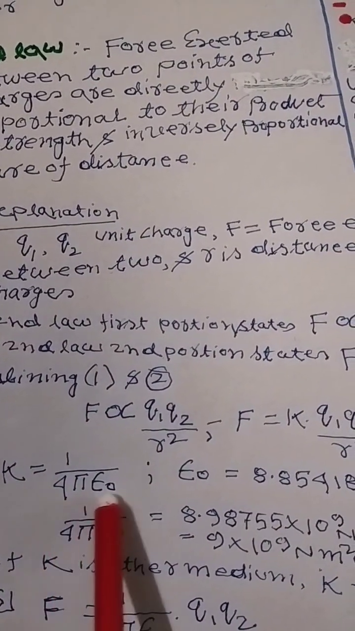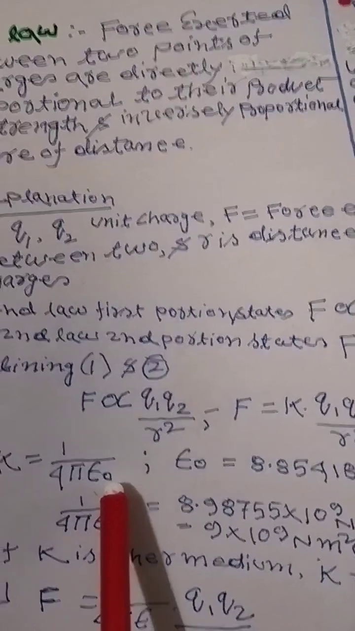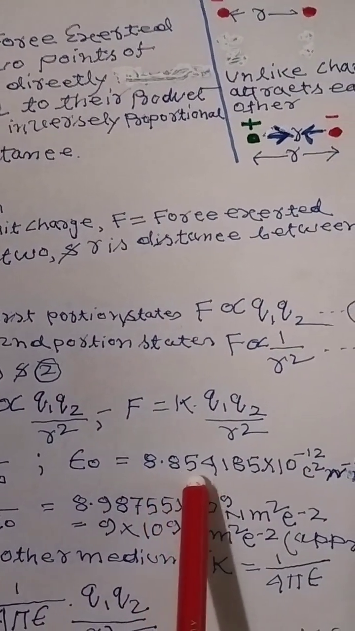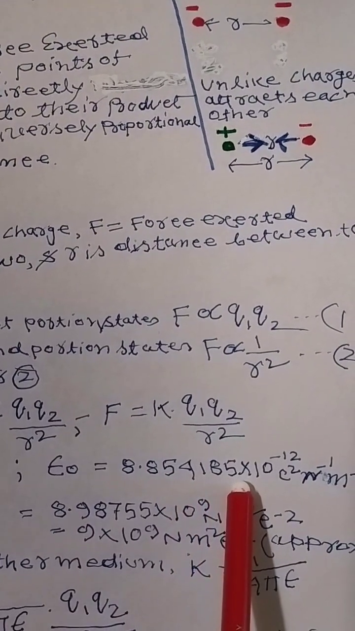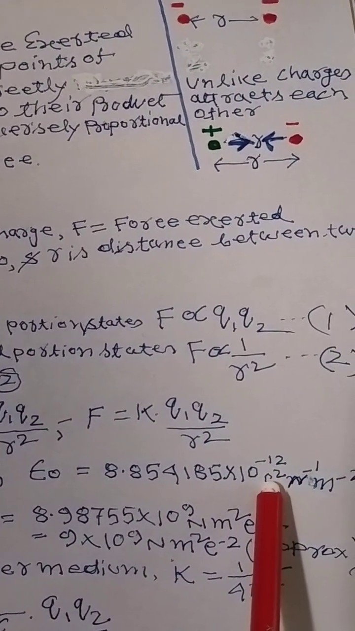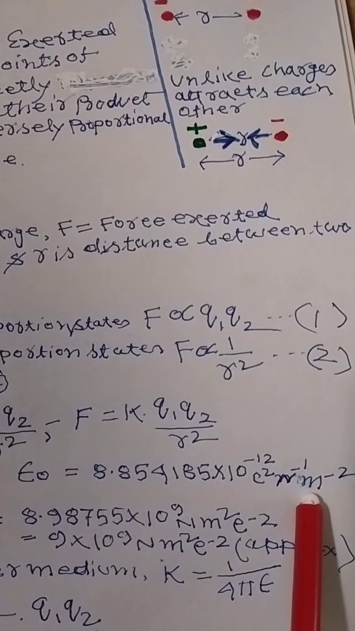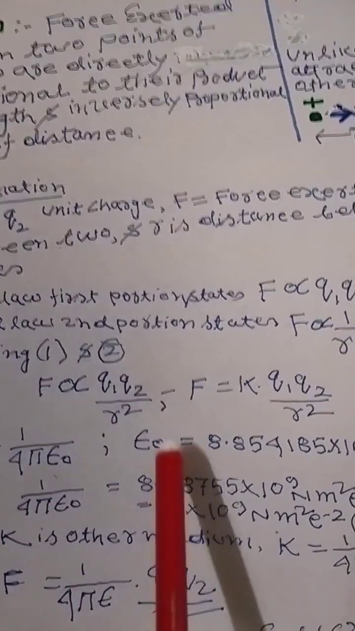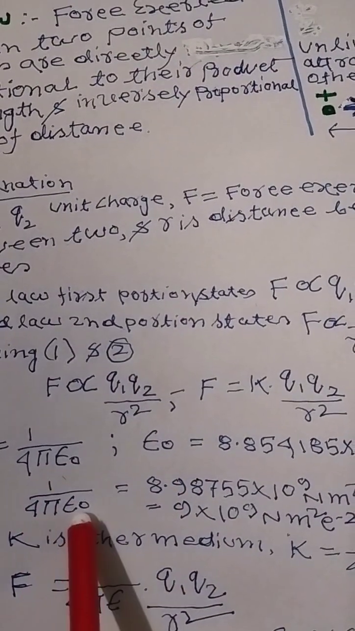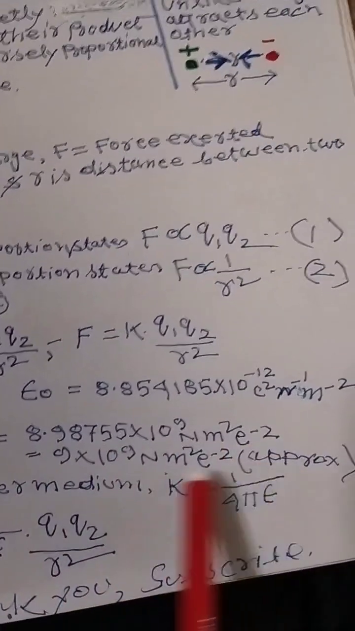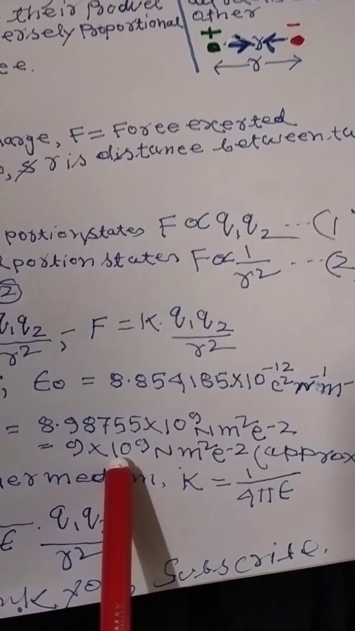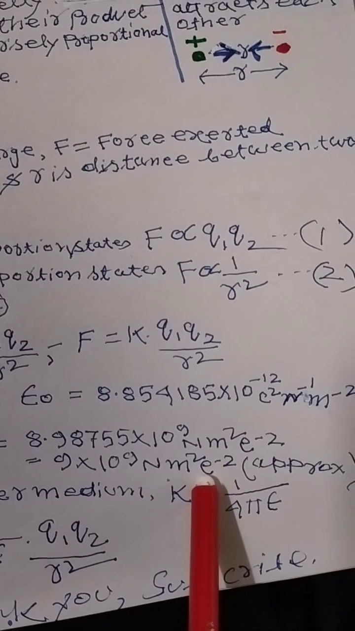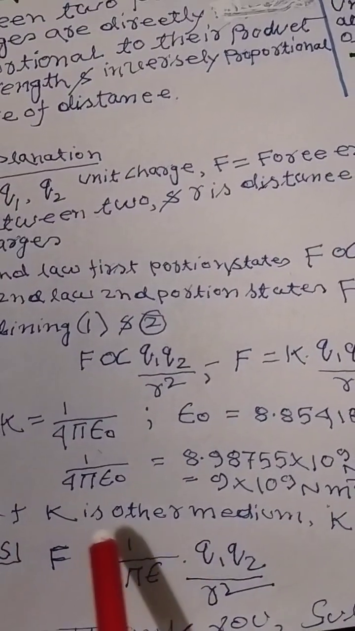K is 1 by 4 pi eta 0 as per SI. Eta 0 equals 8.854185 into 10 to the power minus 12 C square N to the power minus 1 m to the power minus 2. Now putting the value of eta 0, we get 1 by 4 pi eta 0 equal to, ultimately, 9 into 10 to the power 9 Newton meter square divided by Coulomb square, approximately.